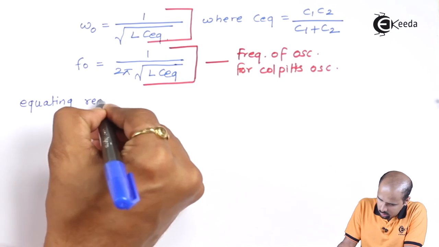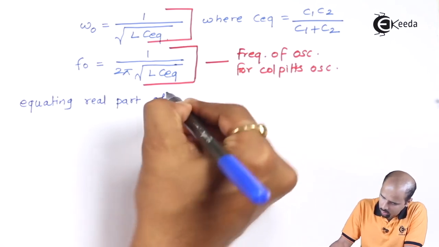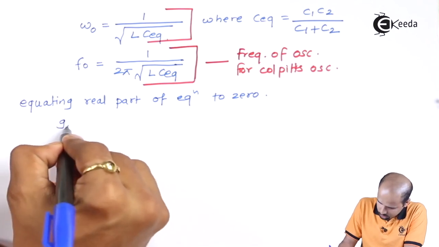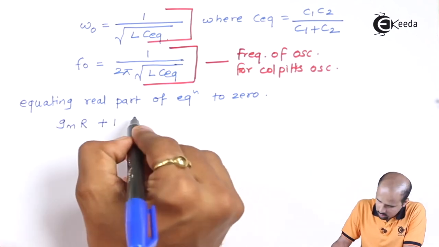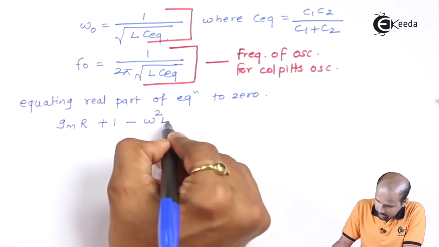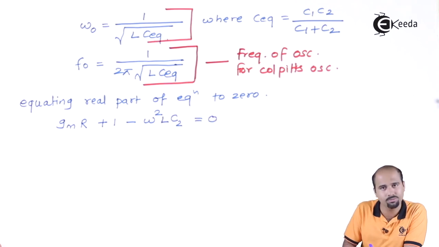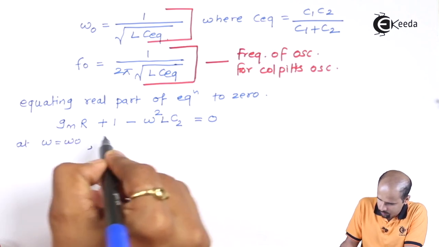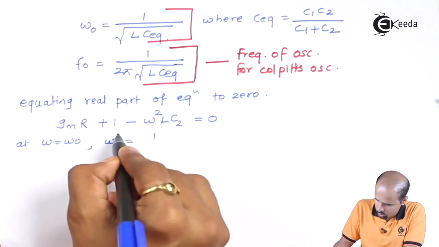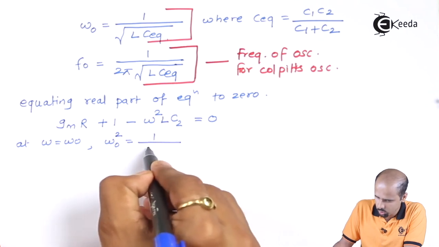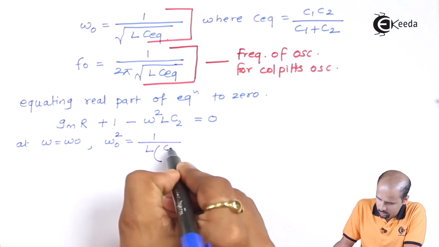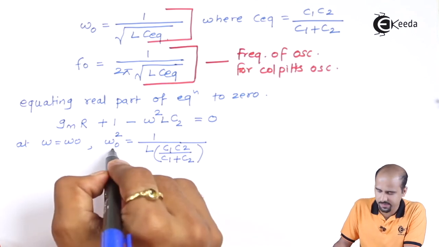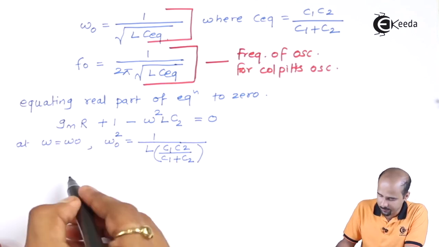Equating the real part of the equation to 0, we will be getting gm R plus 1 minus omega square into L C2 is equal to 0. We'll put the value at omega equal to omega 0, where omega 0 square is equal to 1 upon L into C1 C2 divided by C1 plus C2. Putting this value in this particular omega square, let's see what we get.